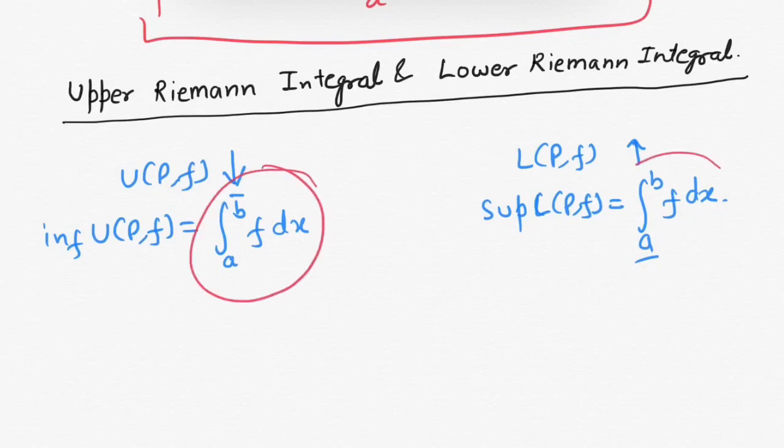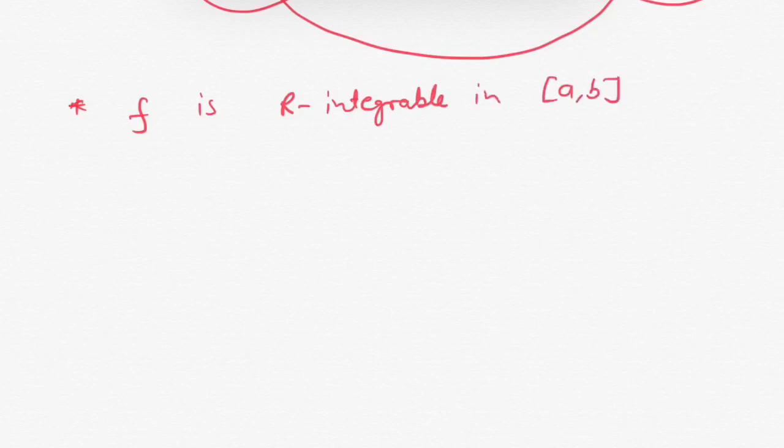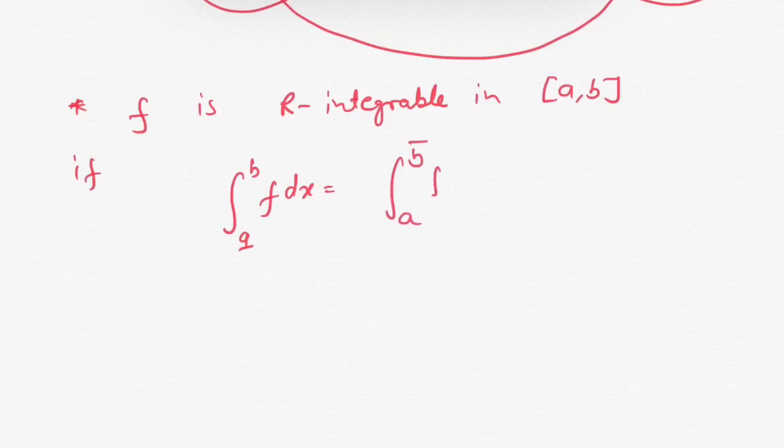When these two integrals are equal, then the function f is Riemann integrable. That means f is Riemann integrable in the closed interval [a, b] if the lower Riemann integral is equal to the upper Riemann integral.